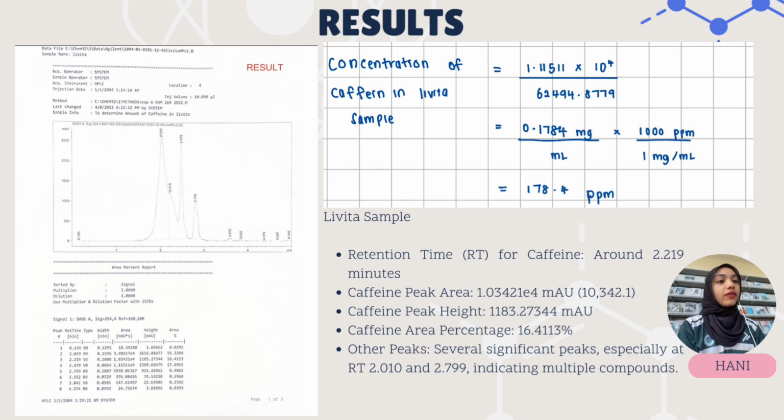Now let's look at Levita, an energy drink. The caffeine peak appears at 2.219 minutes, slightly earlier than in the standard sample. This could be due to slight differences in the sample composition. However, caffeine only contributes 16.41% of the total detected compounds, which means Levita contains a significant amount of other active ingredients. These could include choline, B vitamins, or sweeteners, which are common in energy drinks.